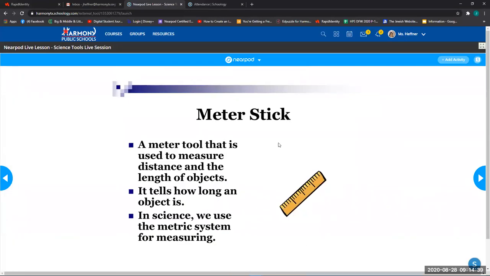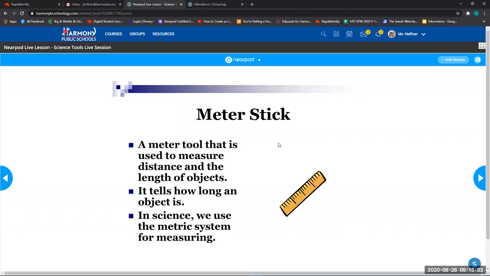So a meter stick, I hope most of you have used a meter stick already. It's used to measure distance and length. We do reference meter sticks a lot because in science we use the metric system. So instead of feet and yards, like they talk about in football, the 100-yard dash or track, we don't use that system in science. We use the metric system.